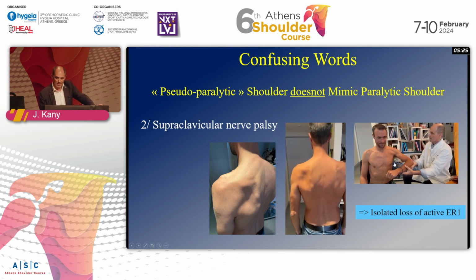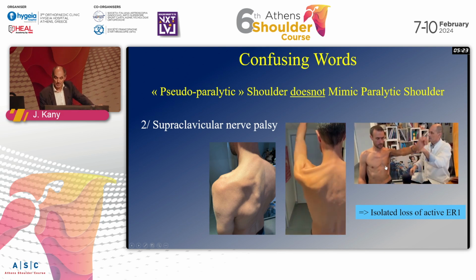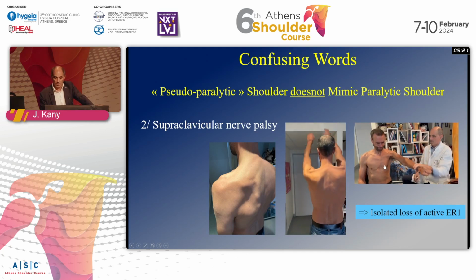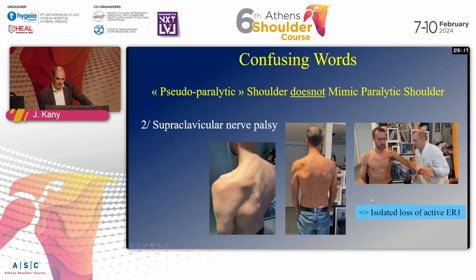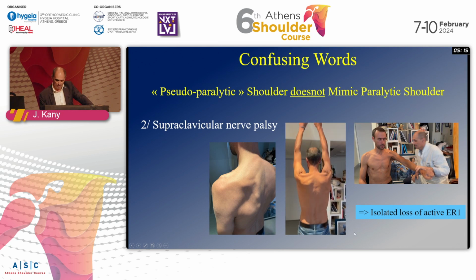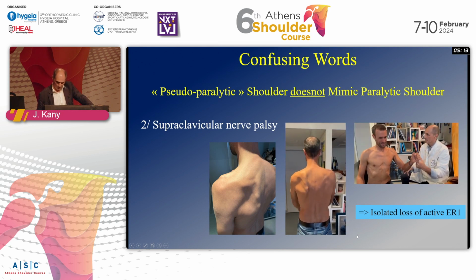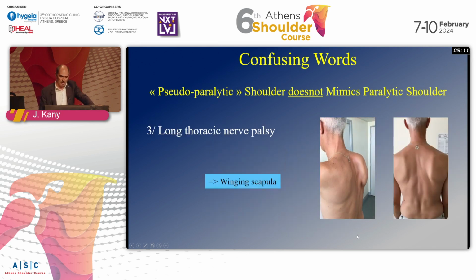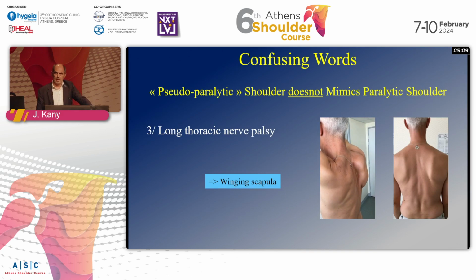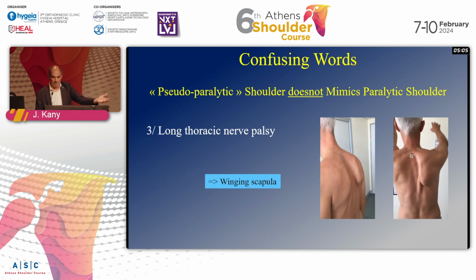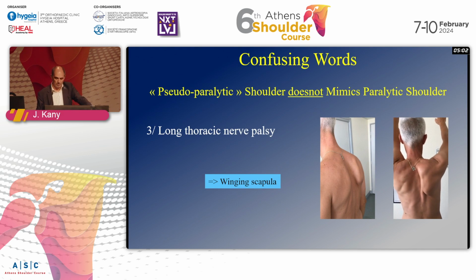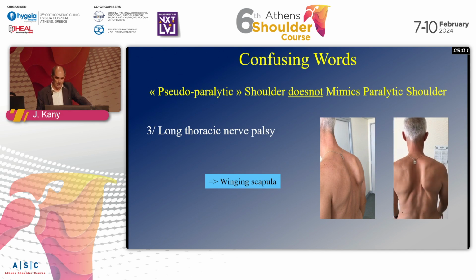But this is not a stereotypic shoulder. This is a paralytic shoulder. This is just like the associated loss of external rotation. I'm sorry, but I think maybe I will lose this one. Yes. The long thoracic nerve, it's a paralytic shoulder too. You have a winging scapula, but you don't have something equivalent when you have a lesion of a tendon.